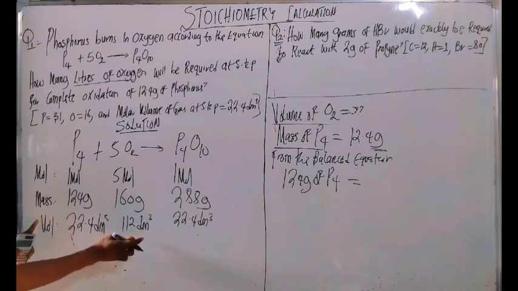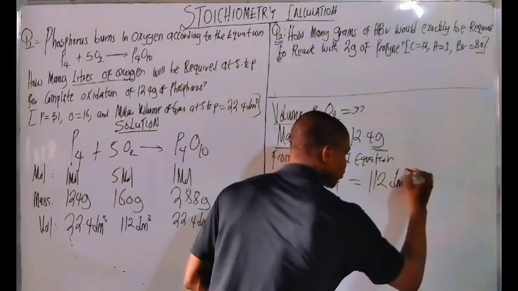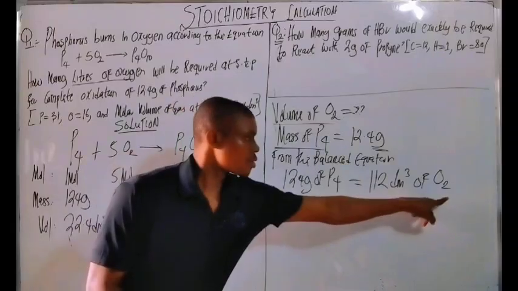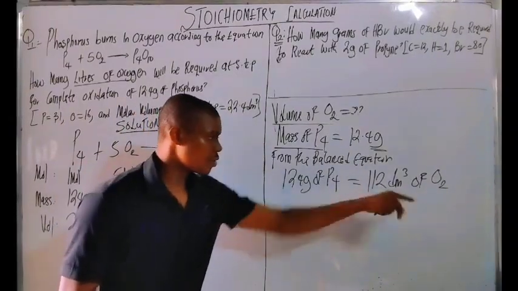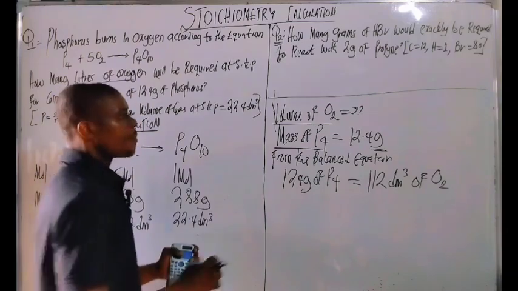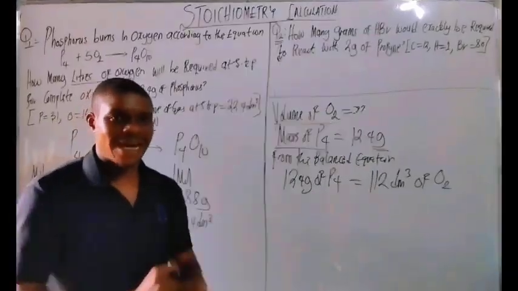You know how we got this from here, right? So now it's going to be 112 dm cube of O2. Hope you can see that. Look at it here, right? Now, how do we combine them together? Remember, we are looking for the last step. Now, this is the last step, the final step.